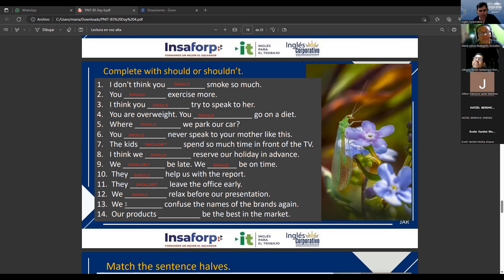We shouldn't confuse the names of the brands again. What's the name, brands? Marcas. Like you confuse Monster with Red Bull. Yes, because Monster doesn't give you wings. Monster is for Mercedes and Red Bull is for Red Bull. So it's better Red Bull then.